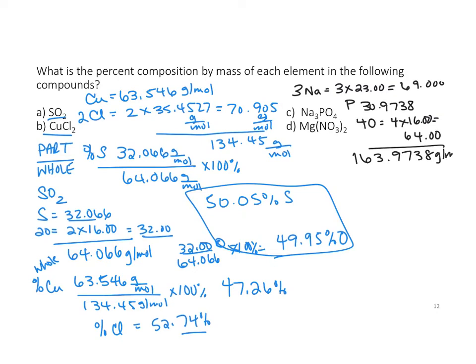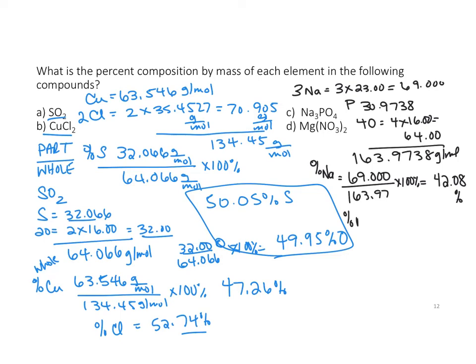The whole is 163.9738 grams per mole. And then the percent that belongs to sodium would be the part of the sodium, 69, divided by 163.97. And so 69 divided by the whole times 100 is 42.08% belongs to sodium.